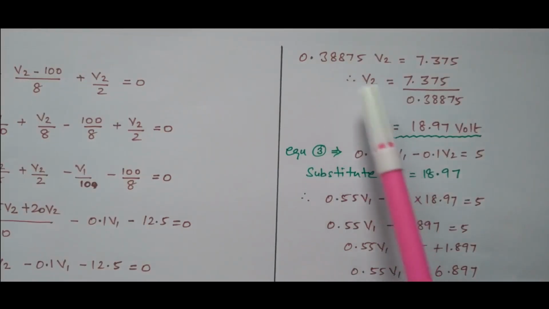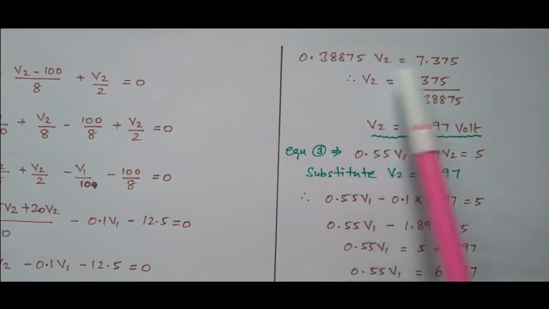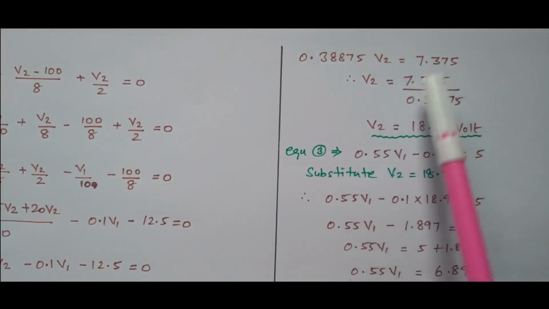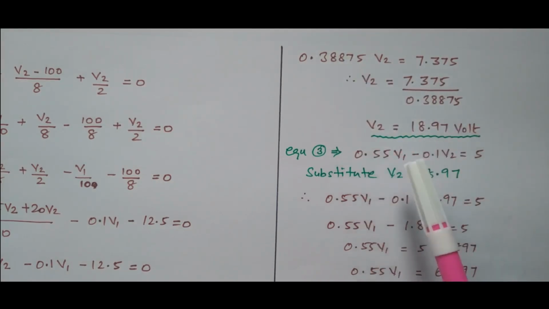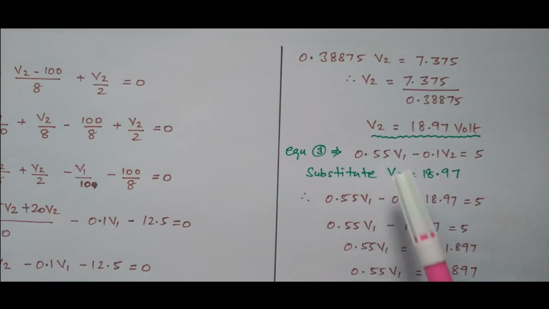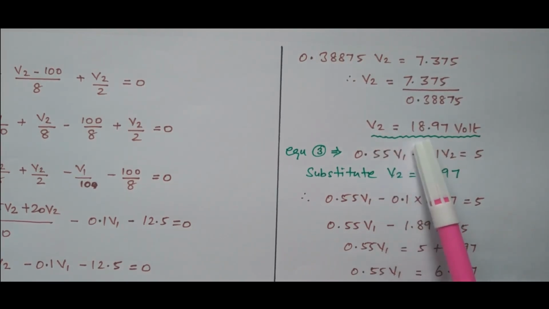So it can be written as 0.38875 V2 equal to 7.375, which can be written as V2 equal to 7.375 divided by this term. This term is brought in the denominator. By simplifying this, what we got? 18.97 volts. The node voltage V2 at the second node is 18.97 volts.